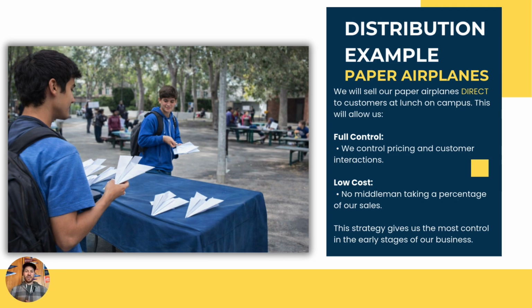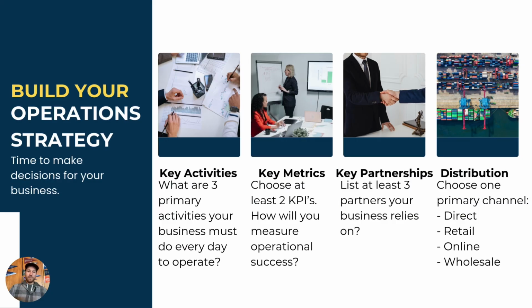So, a distribution example for my paper airplane business: we would sell our paper airplanes direct to customers at lunch on campus. That would allow us full control, so that we would control the pricing. We would have low cost because there's no middleman, since we're not selling at retail. And this would give us the most control in the early stages of our business.